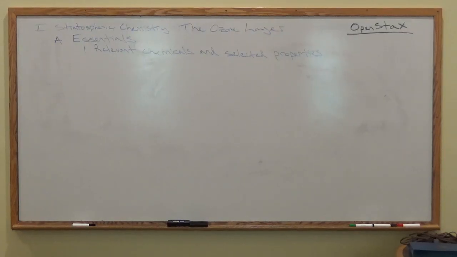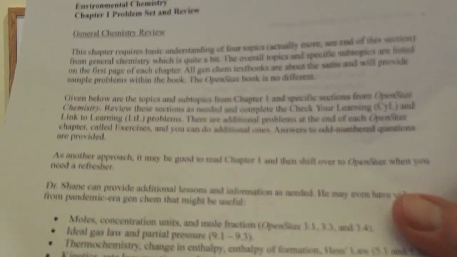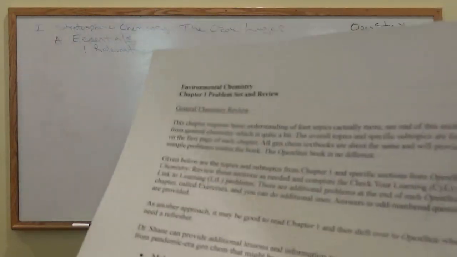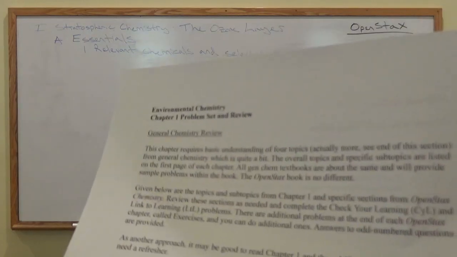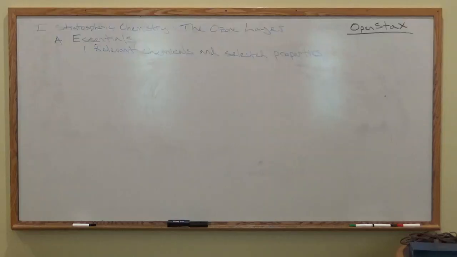Some other things you're going to want to have available: this is the problem set that has a bunch of references to sections in the OpenStax book. I'm not going to read all of that to you, but you might want that handy in case you want to do the review on a piecemeal, case by case basis. I'll write the sections in the upper right corner.